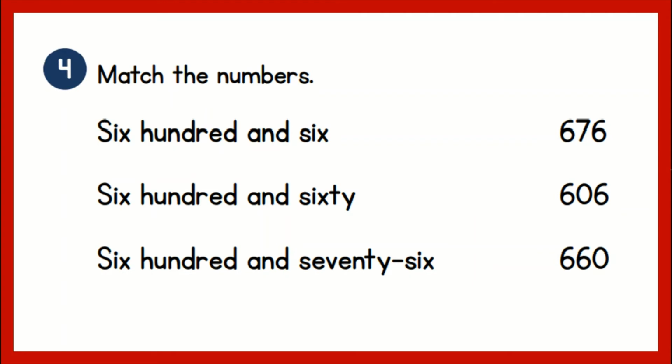Question 4. Match the numbers. 606, 660, 676. So 606, so there's 6 in the hundreds column and a 6 in the ones column, so it would be this one. 660, so 6 in the hundreds column and 6 in the tens column, so it would be this one. 676, there would be 6 in the hundreds column, 7 in the tens column and 6 in the ones column, so it's this one.